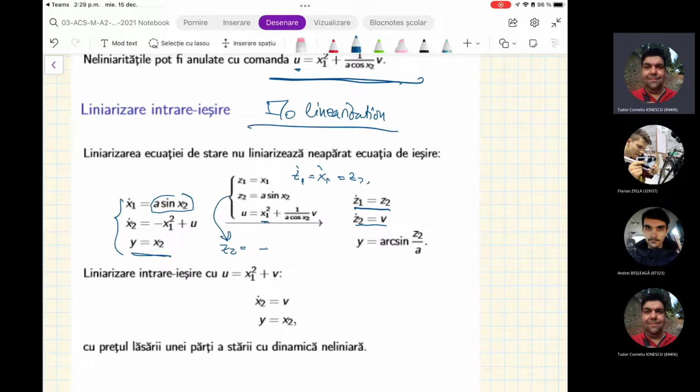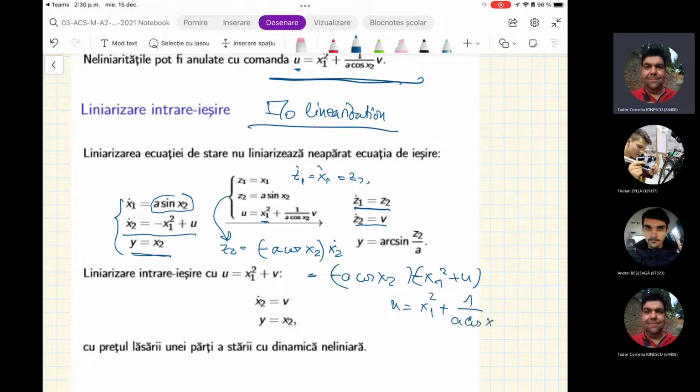Indeed it is Z2. And Z2 dot, from this equation, is minus A cosine X2 times X2 dot, and X2 dot, look at this equation, is minus X1 squared plus U. And if you pick U to be X1 squared plus 1 over A cosine X2 times V, and substitute it in this equation, you end up with Z2 dot equal V.